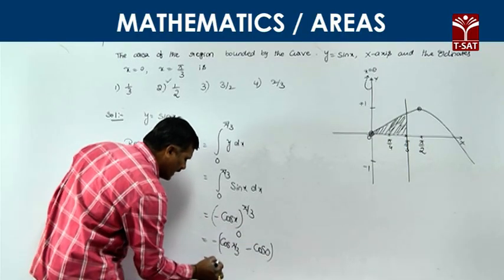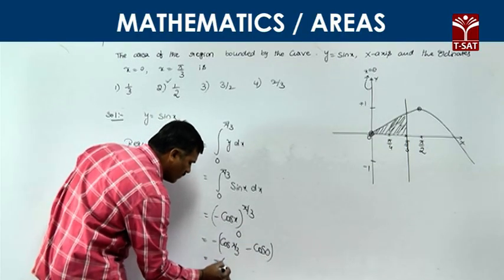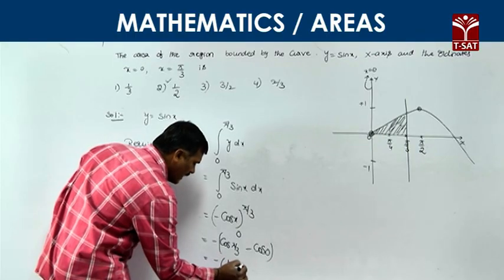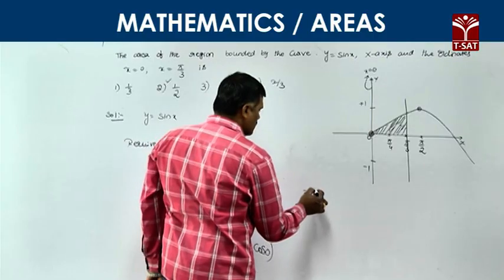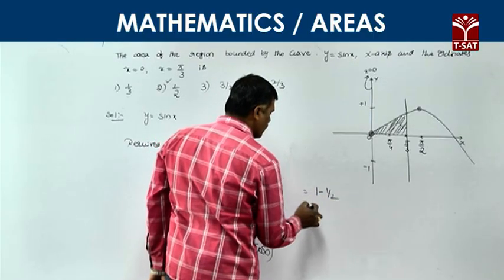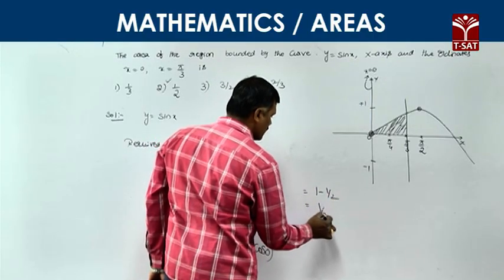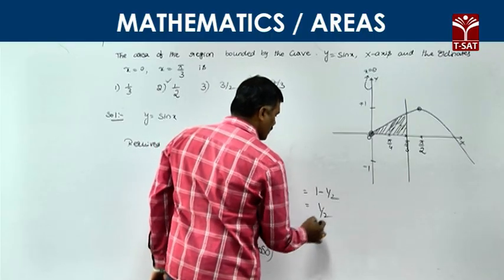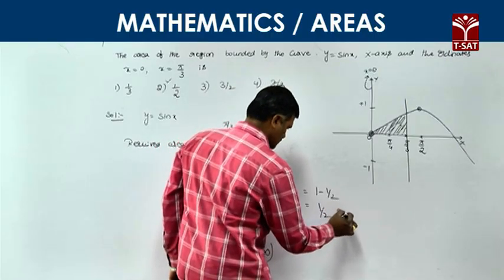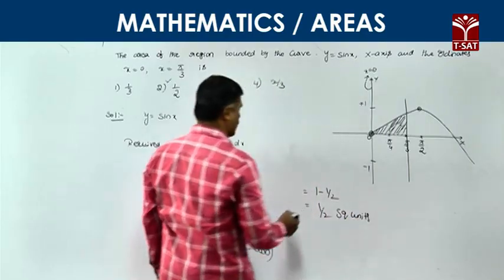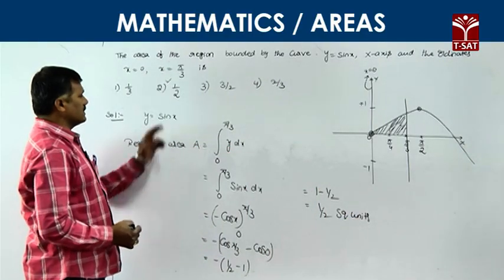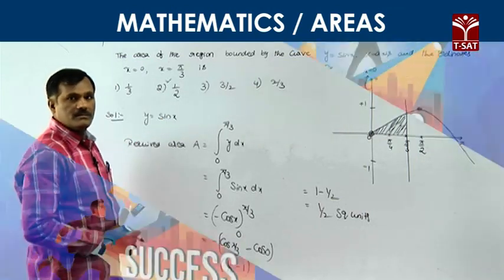That is equal to minus cos pi by 3, cos 60 value is 1 by 2, minus cos 0 which is 1, so minus 1 by 2 plus 1, that is 1 minus 1 by 2, 1 minus half, 1 by 2 square units. 1 by 2 square units, which is the second option, the right option of the given problem.